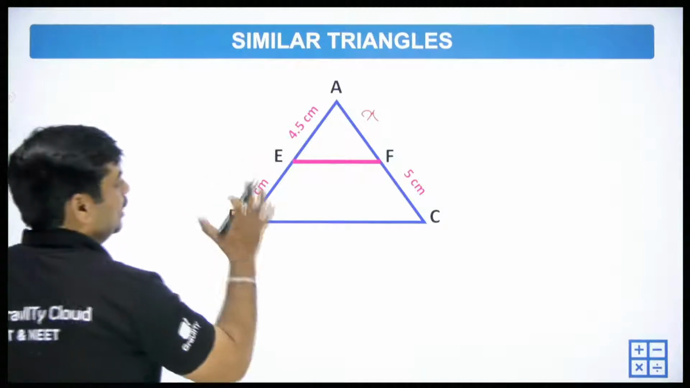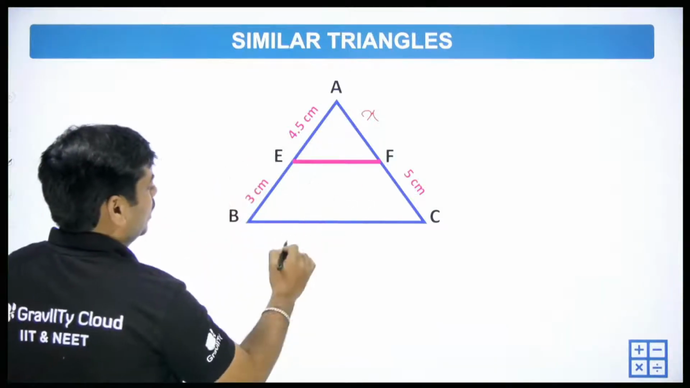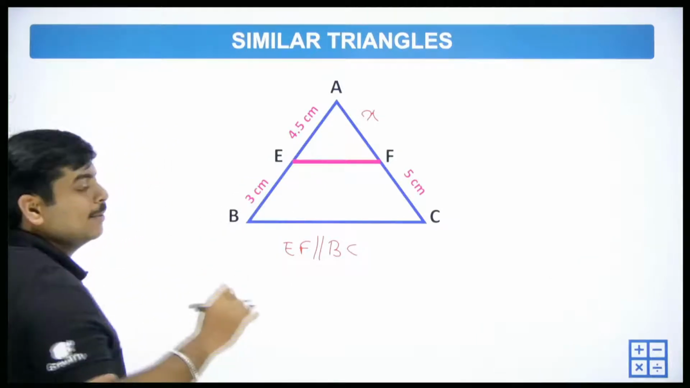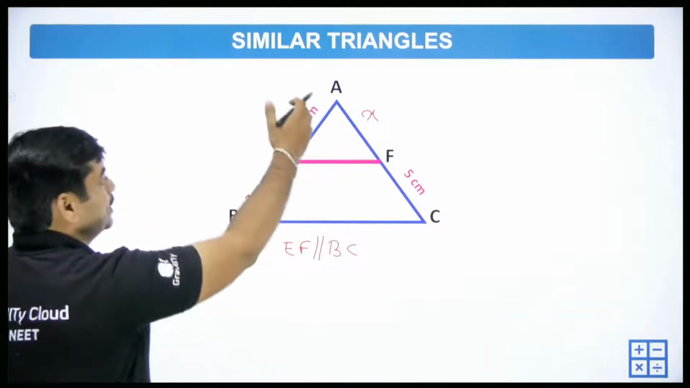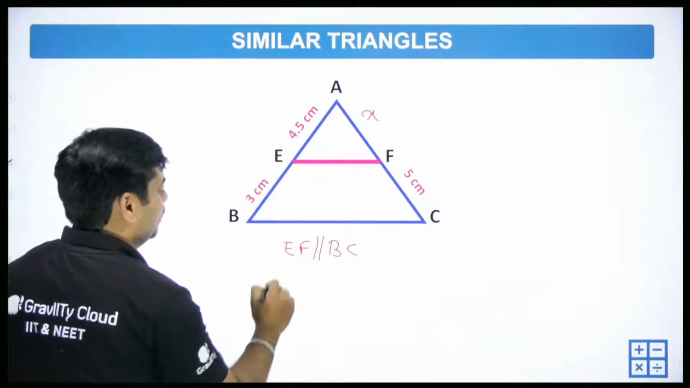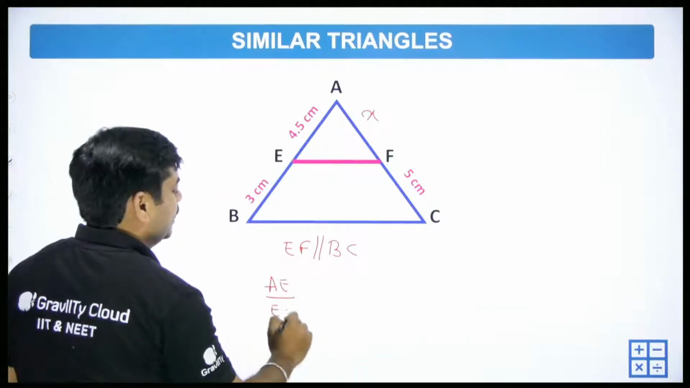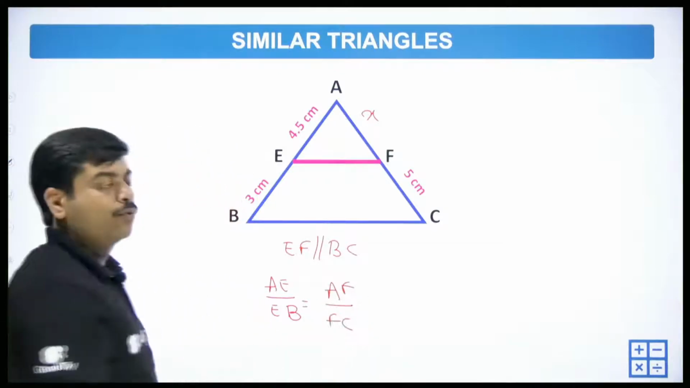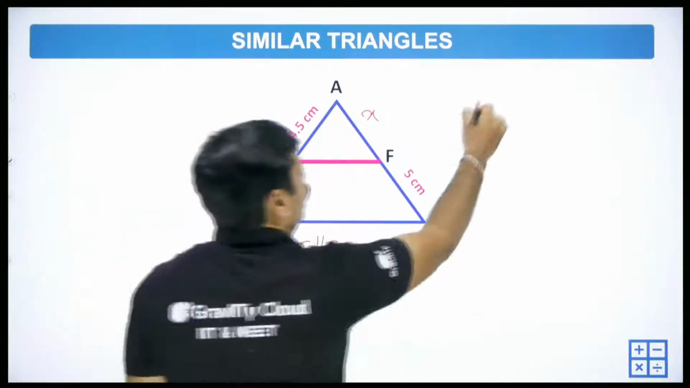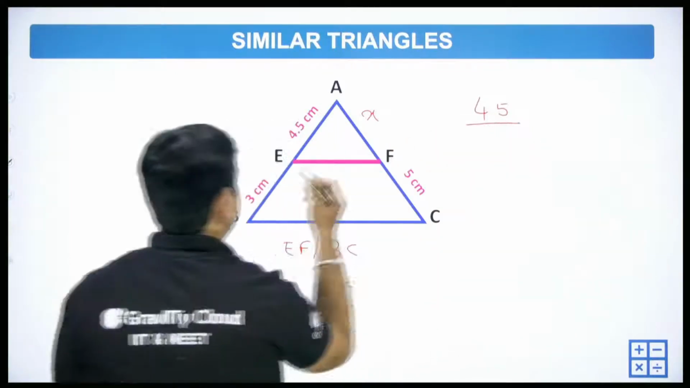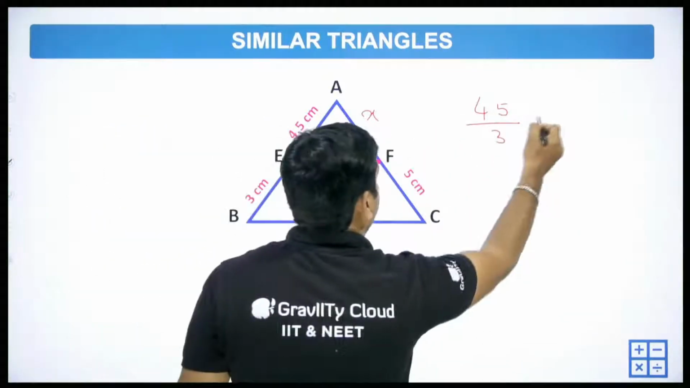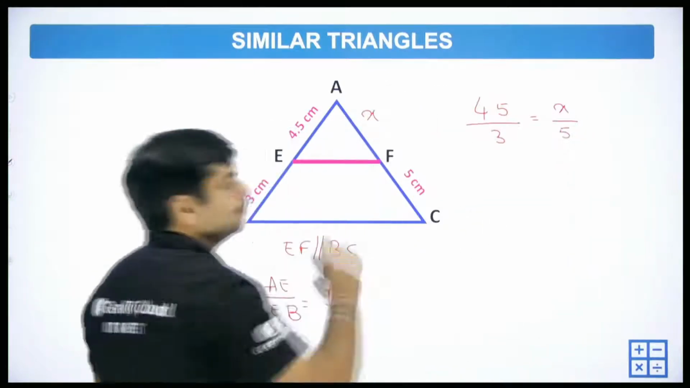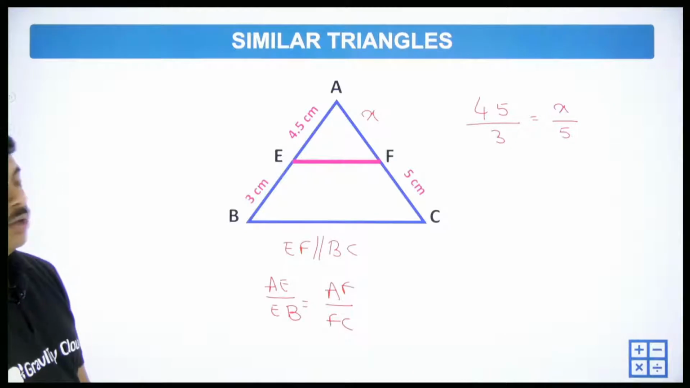You can see here in triangle ABC, EF is parallel to BC. So using the basic proportionality theorem, I can say that AE by EB is equal to AF by FC. What is AE? AE is 4.5 by EB is 3, is equal to AF, which is x, by FC, which is 5. So x by 5. Right. So can we solve this further?